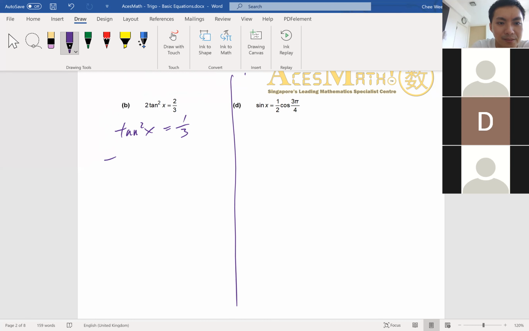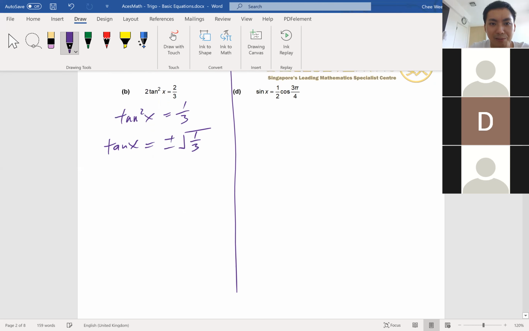No, we must do square root first, right? Because you should always have a power one situation. So then it would be tan x equals square root of 1/3. Okay, actually it should be plus minus, all right? So tan x is actually plus or minus square root of 1/3, right? You get what I'm saying?